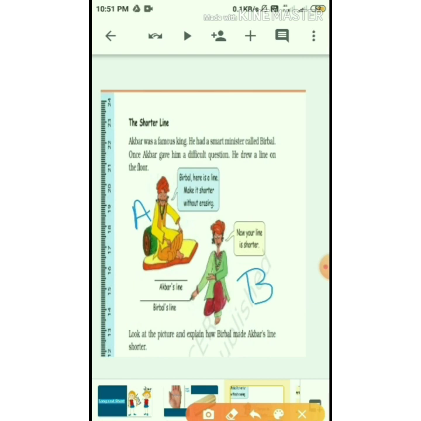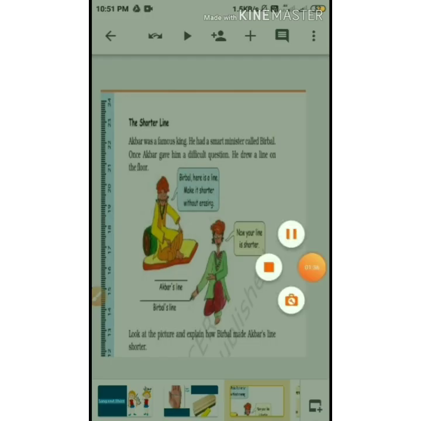Now you can see that this is Akbar's line. Okay, now what Birbal has done, Birbal drew a line longer than Akbar's line. So in this way Birbal made Akbar's line shorter without erasing. Look at the picture and explain how Birbal made Akbar's line shorter. So the answer is Birbal drew a line longer than Akbar's line.